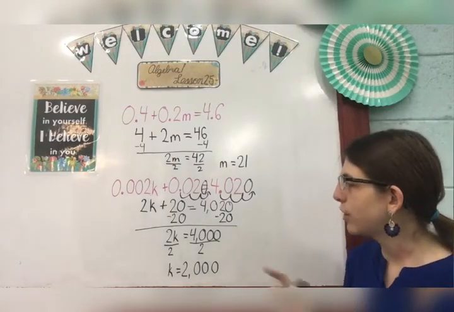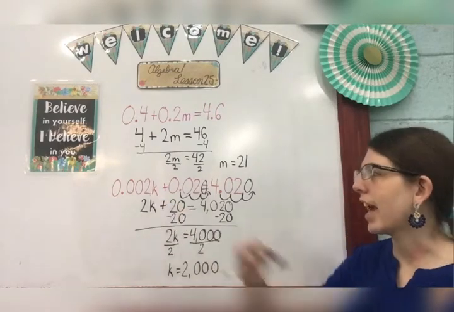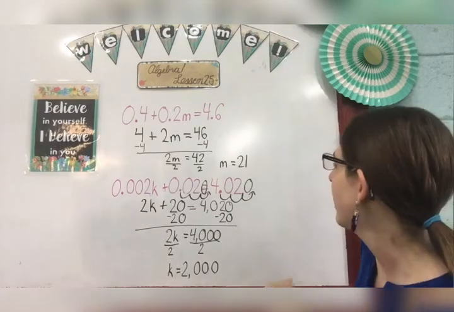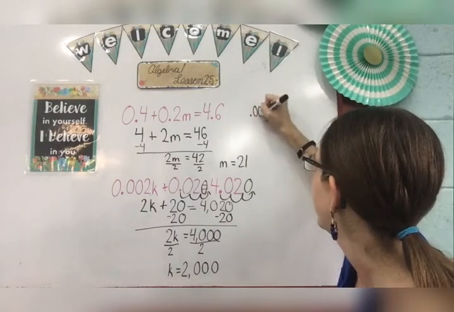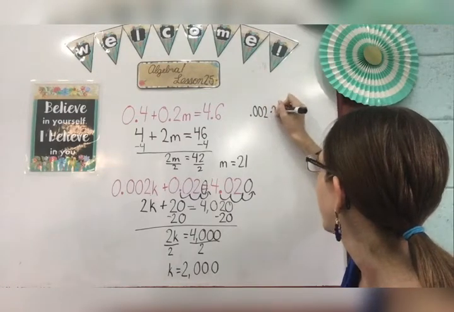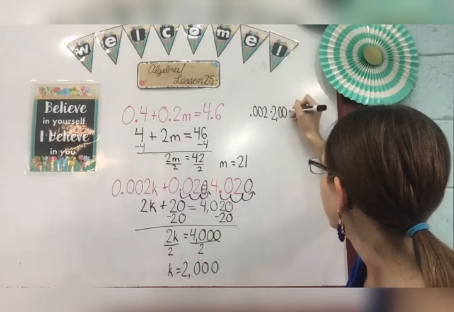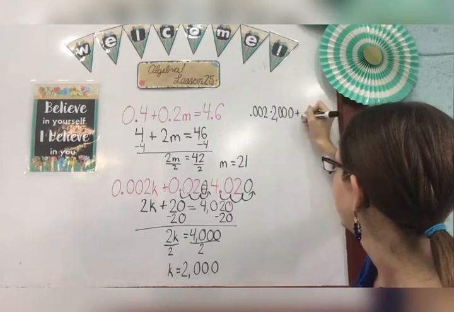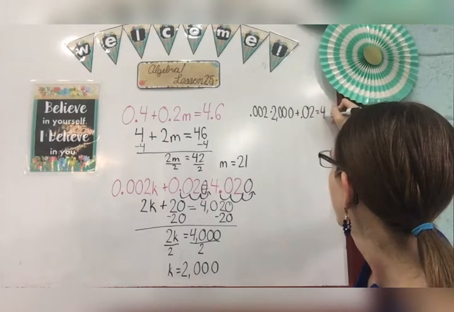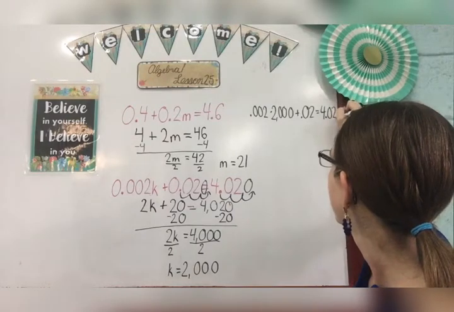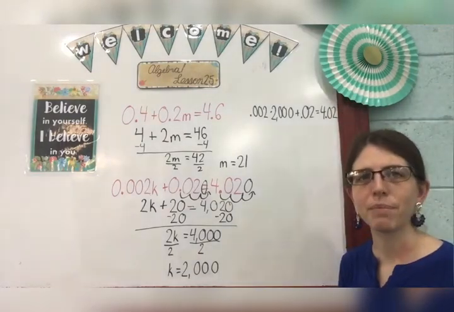So if I wanted to put 2,000 back in place of the k right up here in my original equation, let's take a look at what that would look like. It would be 0.002 times 2,000 plus 0.02 equals 4.02. Okay, let's check it out.